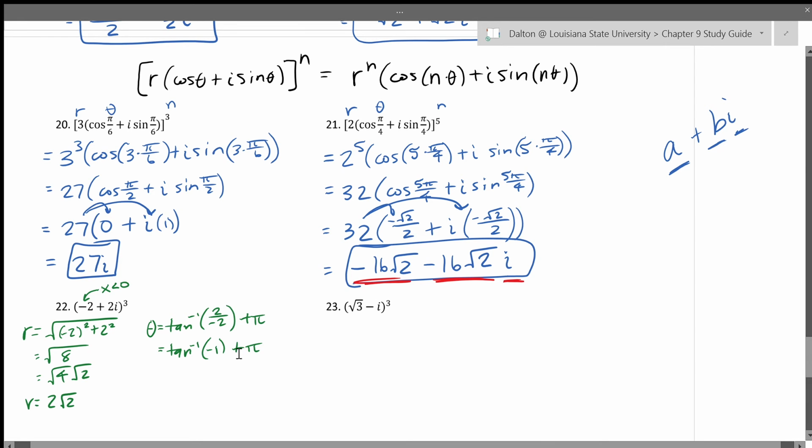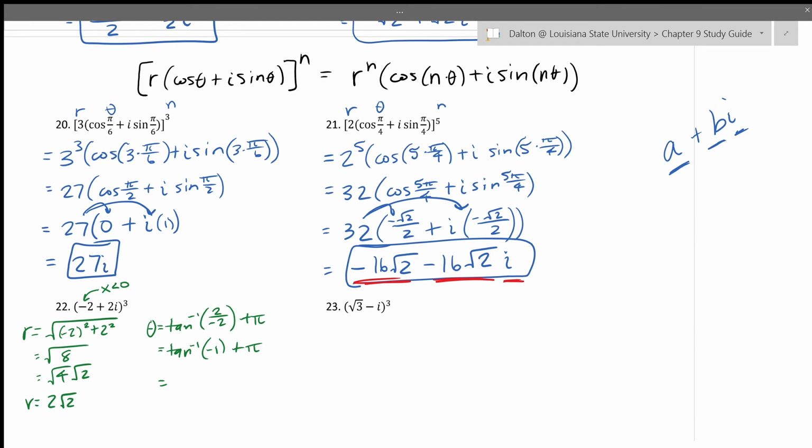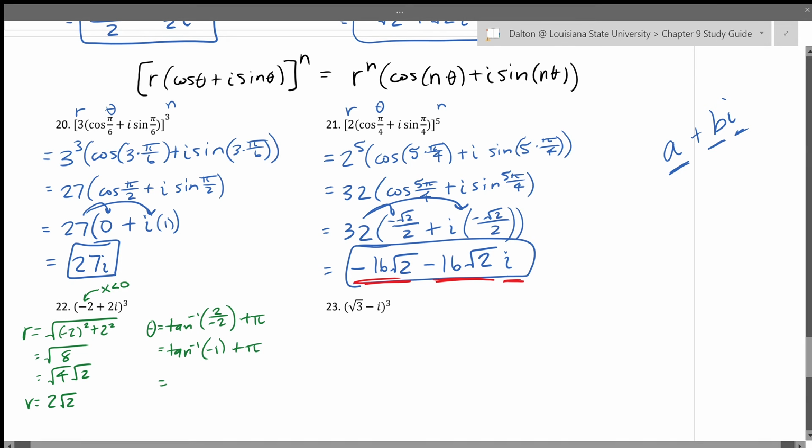But going forward, when you're looking at your unit circle and you say, okay, which angle has a tangent of negative 1, you're going to have two choices. Your first choice is 7 pi over 4. The second choice is 3 pi over 4. But I actually want you to treat this almost as if it were positive. If I ask you what is tangent inverse of positive 1, you would probably choose the angle in quadrant 1, which is pi over 4.